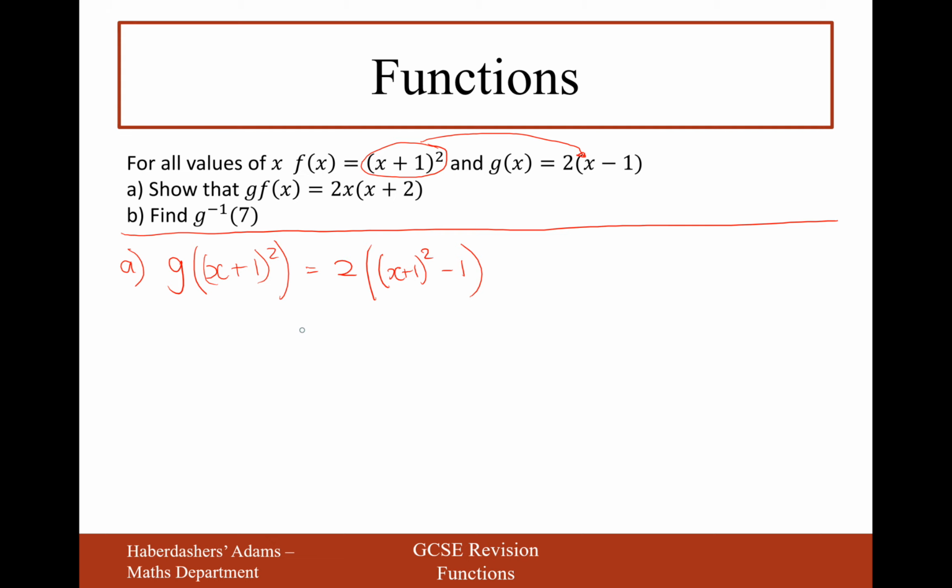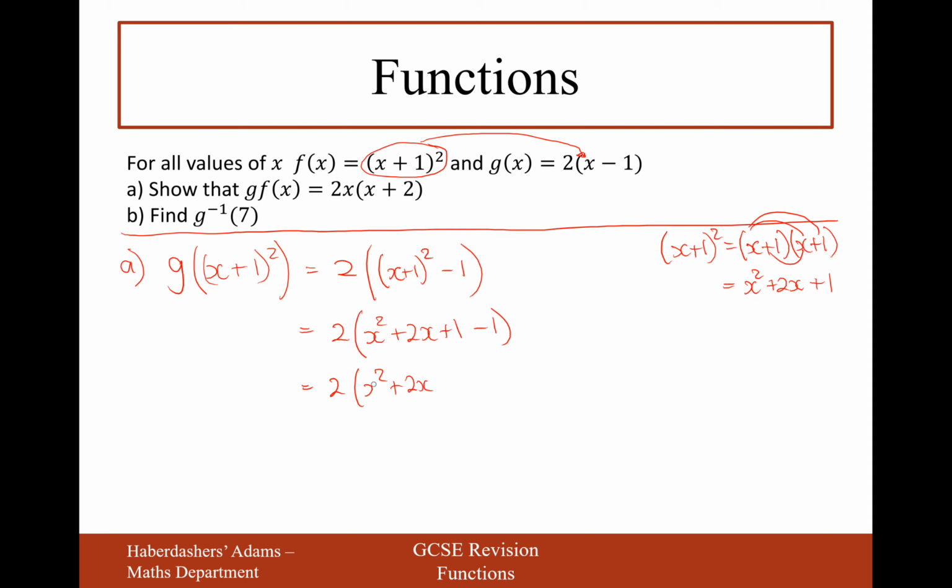Well, this is a bit complicated algebra, so let's tidy up the inside of this bracket. Remember, when you do x plus 1 squared, think of it as x plus 1 times itself, x plus 1. So that's going to give us x squared from x times x, plus another 1x, plus another 1x, so that's 2x, and then plus 1. So it's going to be x squared plus 2x plus 1, then minus the 1 afterwards because there's a minus 1 at the back here. Then it's going to be x squared plus 2x, and then we can cancel out the 1's.